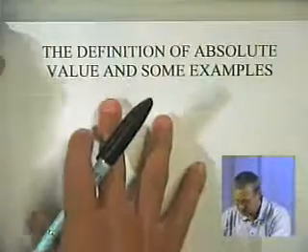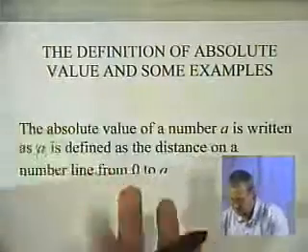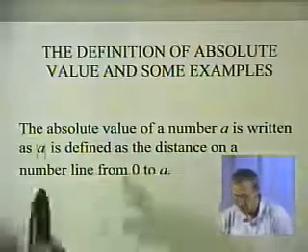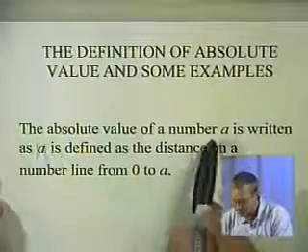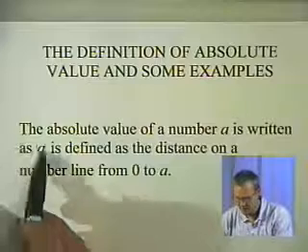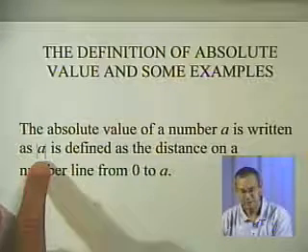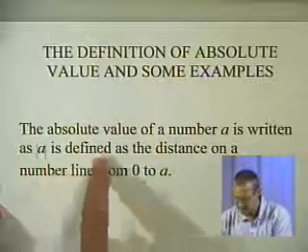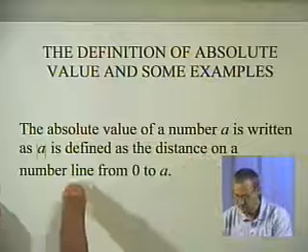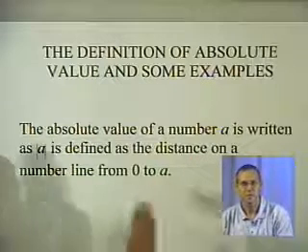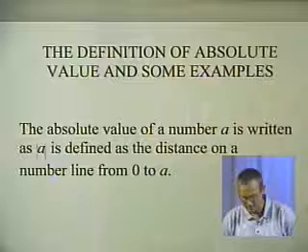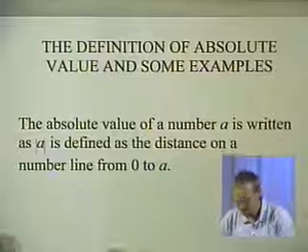In this lecture, we will define the absolute value and we will look at a few examples. First of all, let's go ahead and define the absolute value of a number. I'll just read it. The absolute value of a number A is written as A in a pair of bars here, and it is defined as the distance on a number line from 0 to A. Now that might be a little confusing without an example, so let's go ahead and do an example.